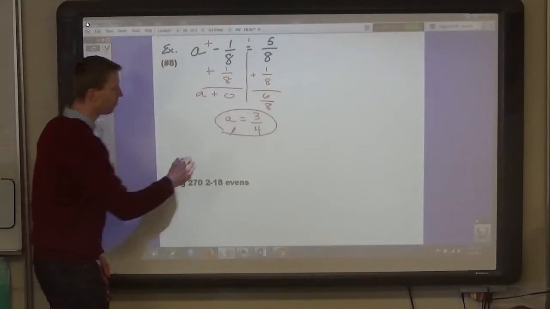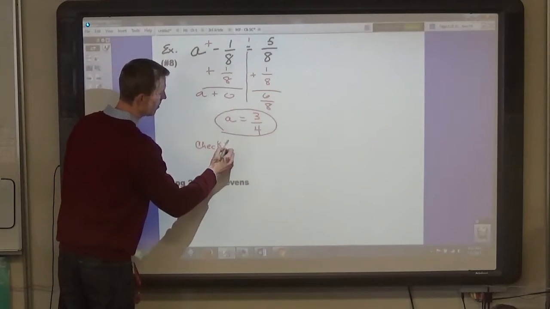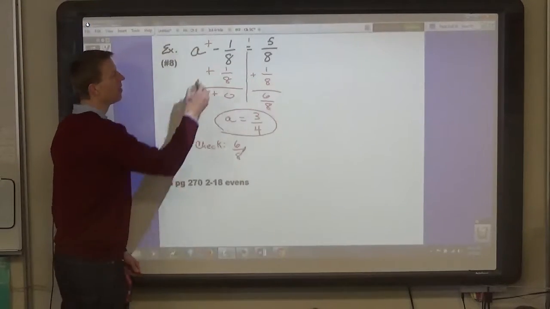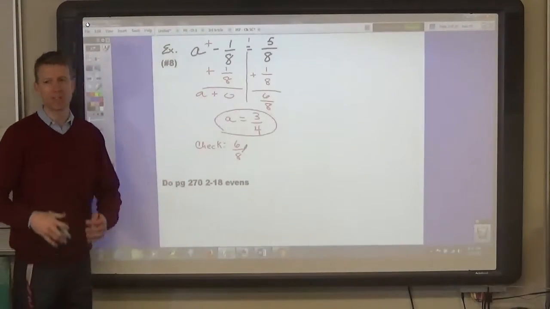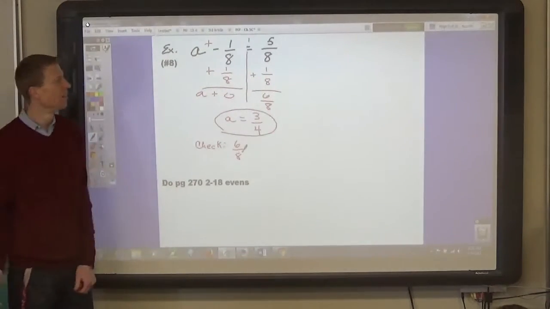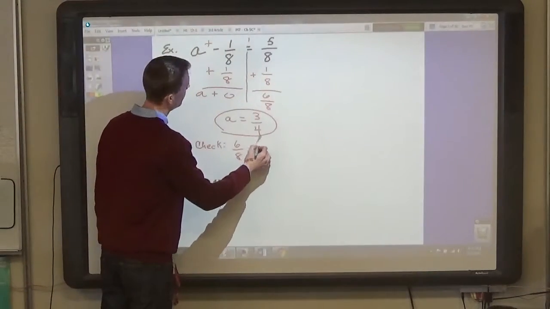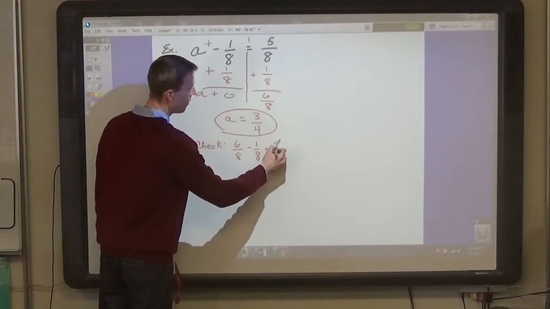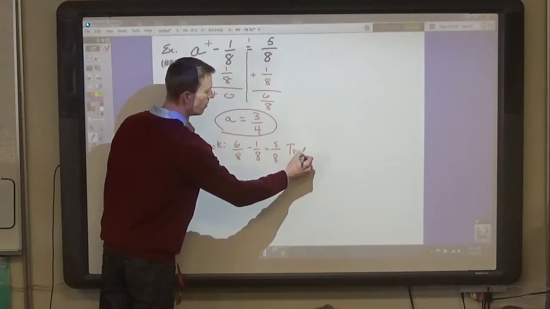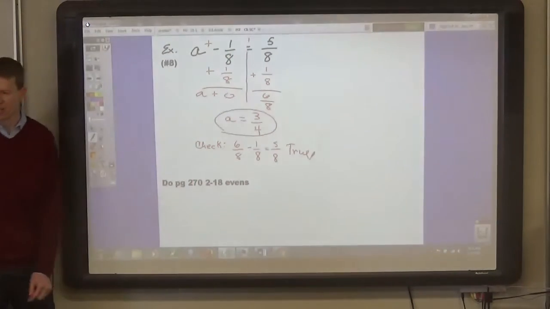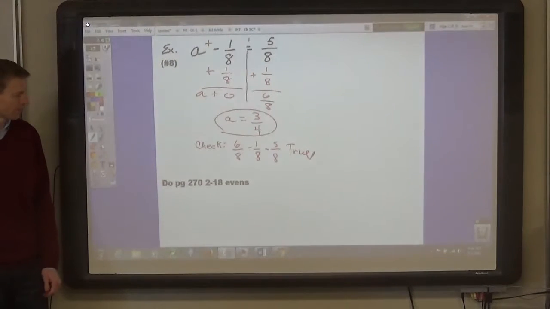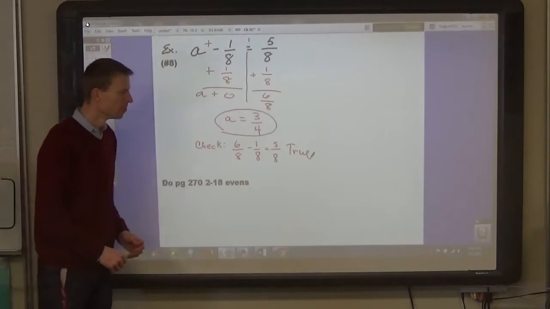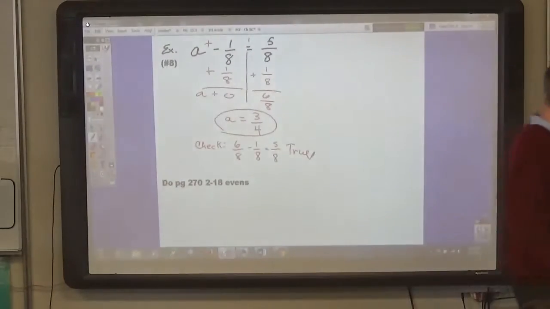Now when you check it, you write 6/8. Go back to 6/8 because you could write 3/4 here, but then you'd have to write 6/8 anyway. You have to use 6/8 in your check. 6/8 minus 1/8 equals 5/8, and that is true. Do we have to check? Yes, you always have to check.